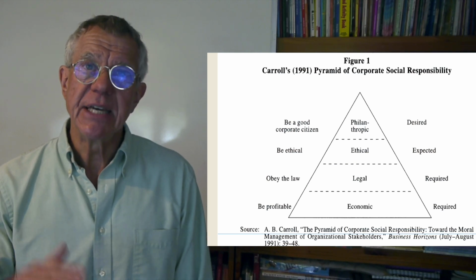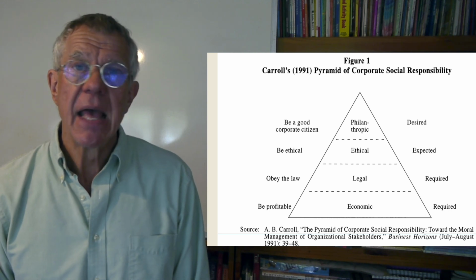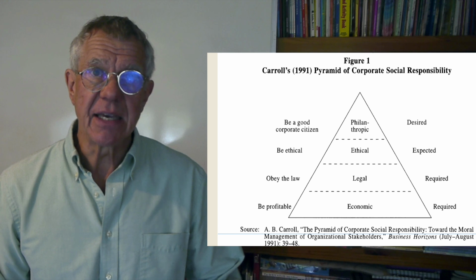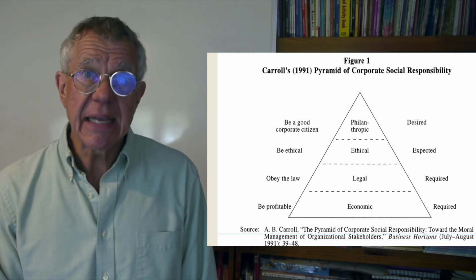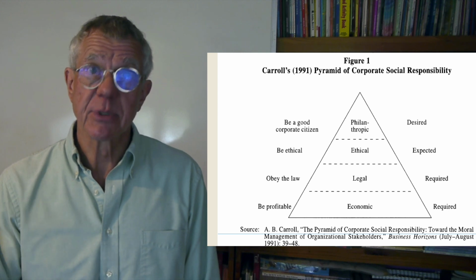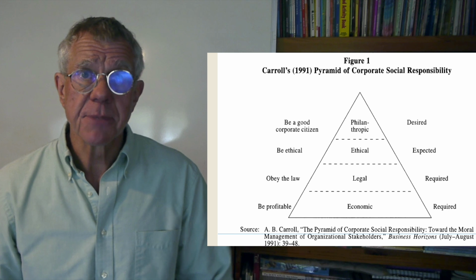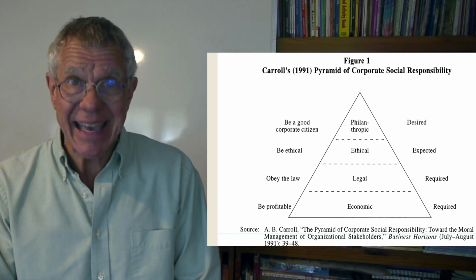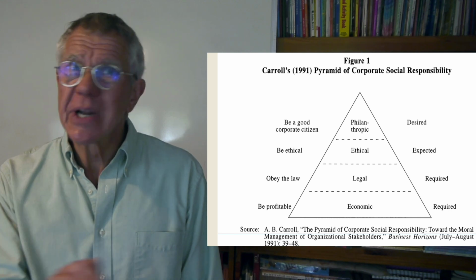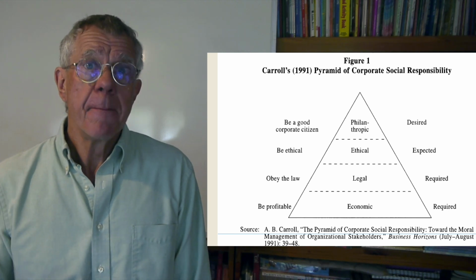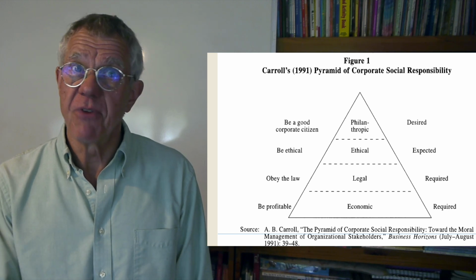The idea here is that there are 4 levels of corporate moral responsibility. The bottom level is purely economic. It's the basic level of corporate responsibility. After all, a corporation has a responsibility to its owners, to its shareholders, and perhaps to others who actually have a stake in some way in the business. But let's start with the purely economic responsibilities. Be profitable is the maxim that the corporation should follow at this level.